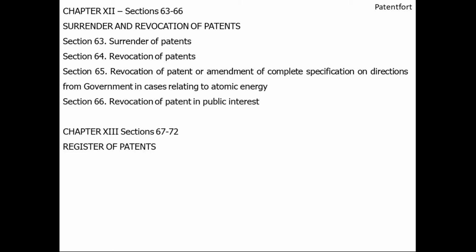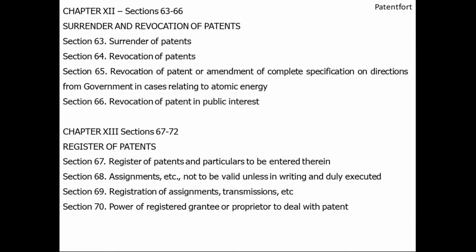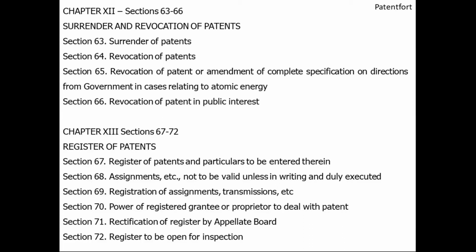Chapter 13 Sections 67 to 72 Register of patents. Section 67 Register of patents and particulars to be entered therein. Section 68 Assignments etc. not to be valid unless in writing and duly executed. Section 69 Registration of assignments, transmissions etc. Section 70 Power of registered grantee or proprietor to deal with patent. Section 71 Ratification of register by appellate board. Section 72 Register to be open for inspection.